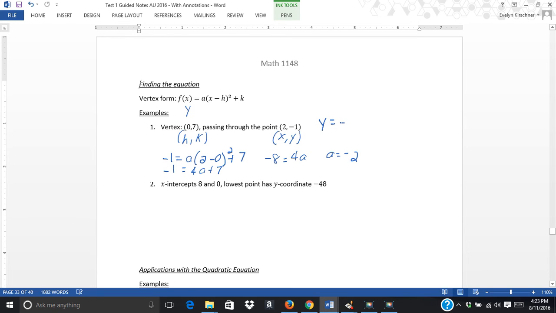Y equals -2 times (x minus 0) squared plus 7, or just -2x squared plus 7.